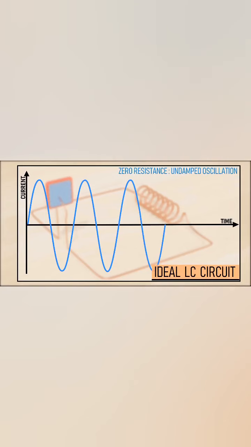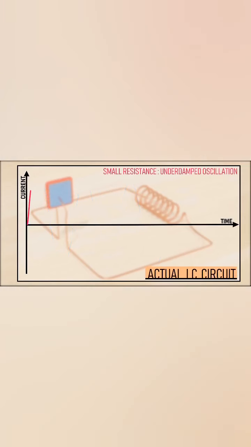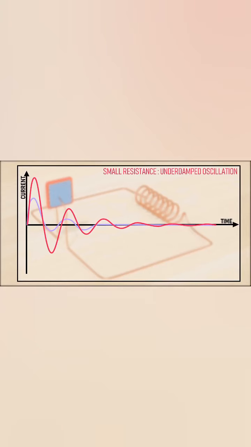However, practically, we can never achieve such ideal behavior due to the presence of resistance. The resistance causes energy decay in the form of heat. This means that in a practical circuit, the oscillations will die out eventually. As we increase the resistance, the oscillations die out very quickly as shown. If we increase the resistance further to some critical value, there would be no oscillation at all.